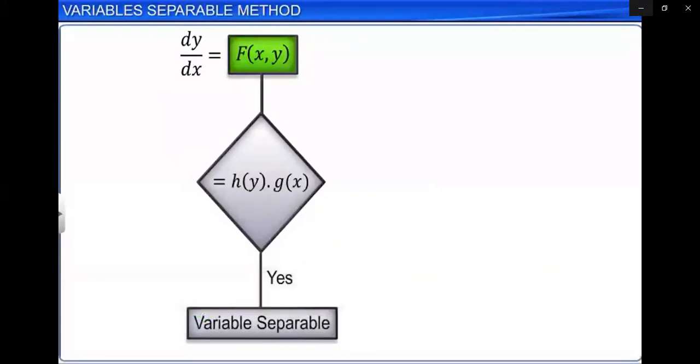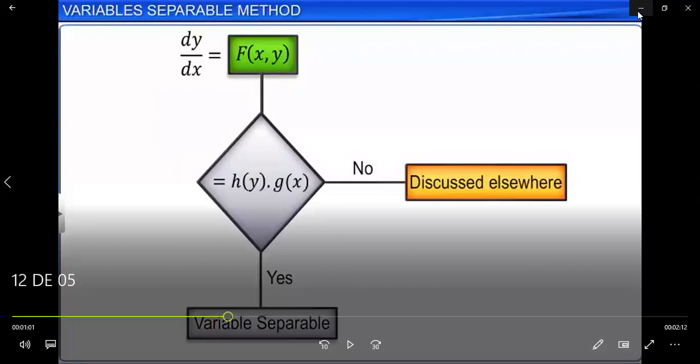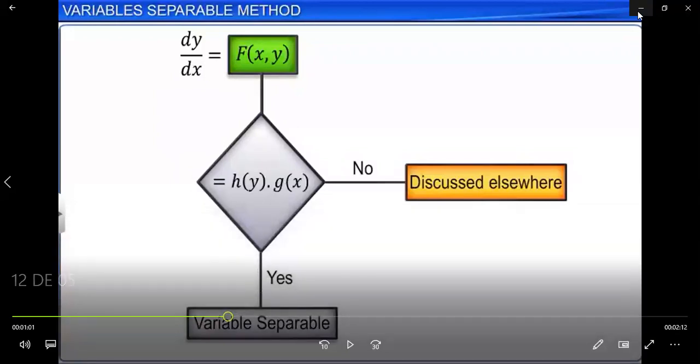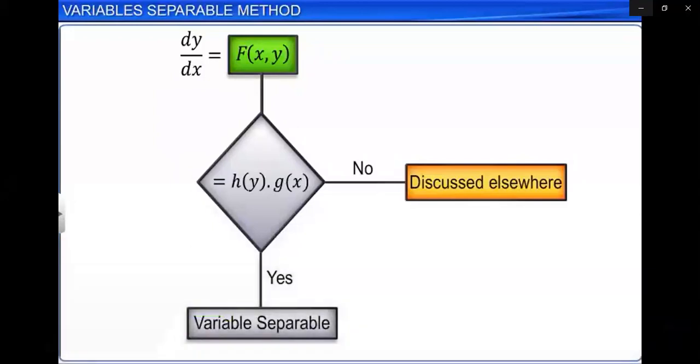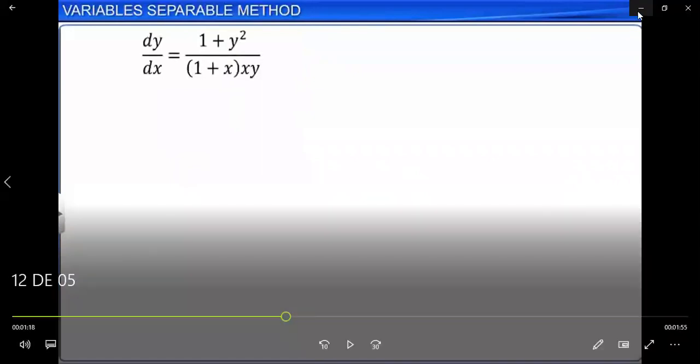And if we are not able to split the function into two different variables, then this method will not be applied. That type of equations we can solve with a different method, which is beyond the scope of this lesson. For this lesson, we'll just focus on the case where we can split the given function into two different functions of two separate variables, then we can apply the variable separable method, right? So let's take an example and check out this method.